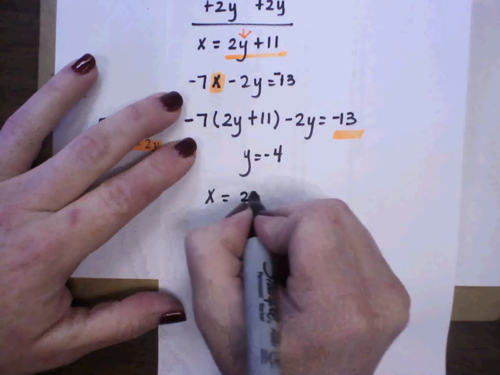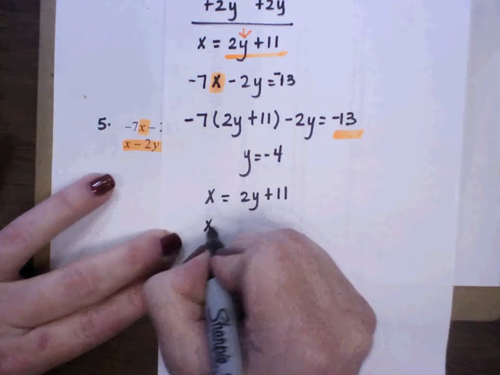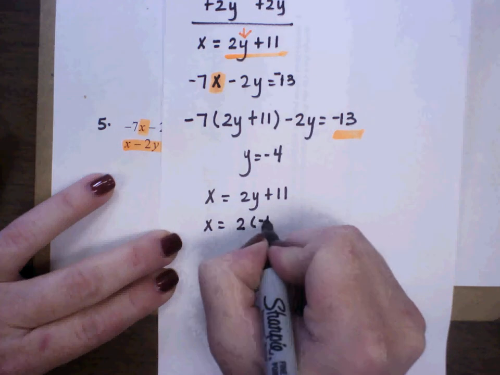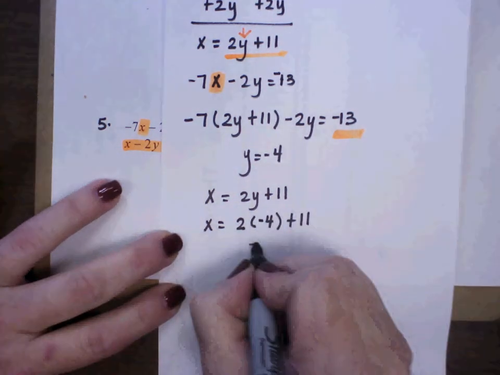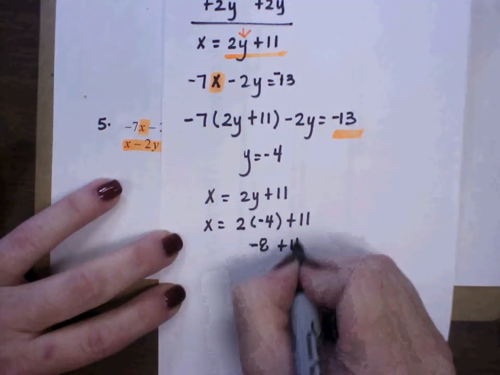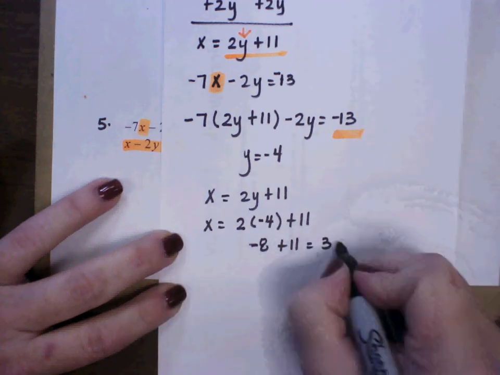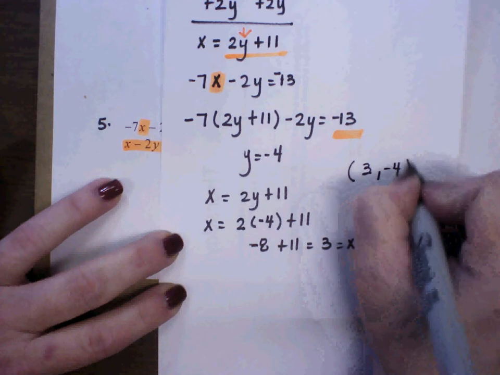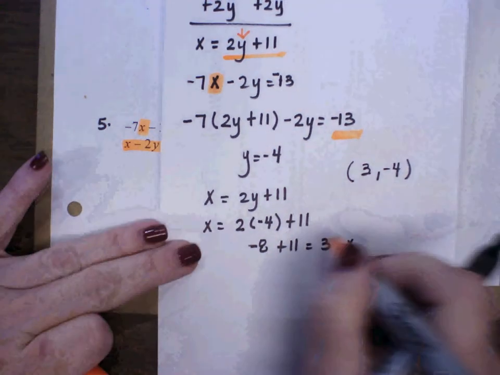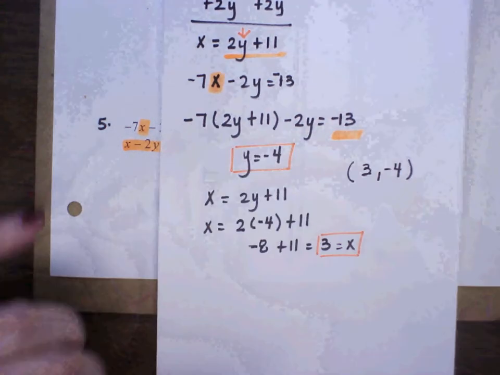So x equals 2y plus 11. So you're going to say 2 times negative 4, which is negative 8. And negative 8 plus 11 equals 3. That would be your x. So the point would be 3 and negative 4. You have the x over here and the y over there.